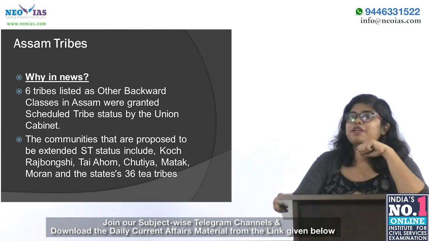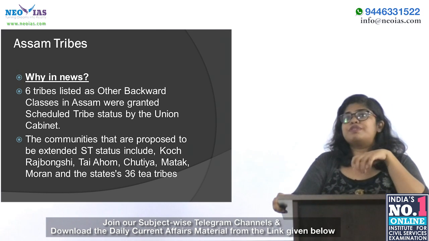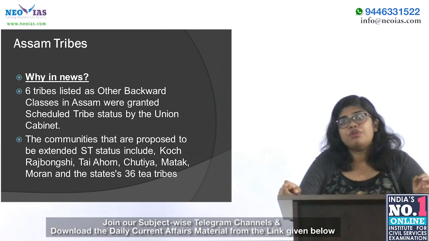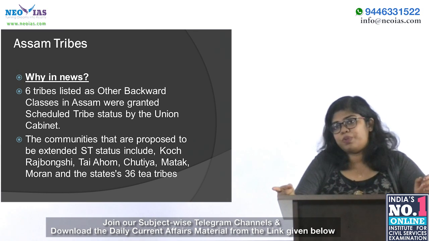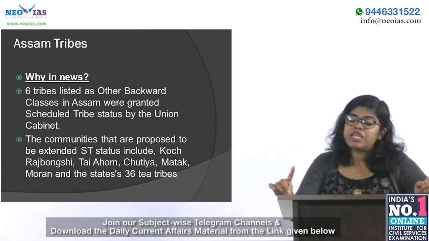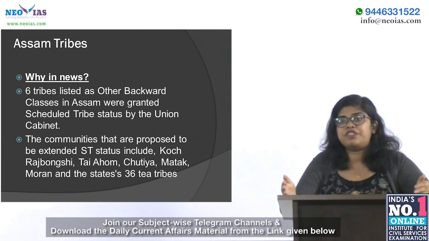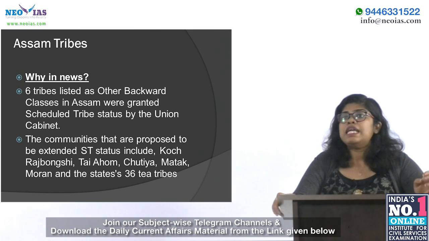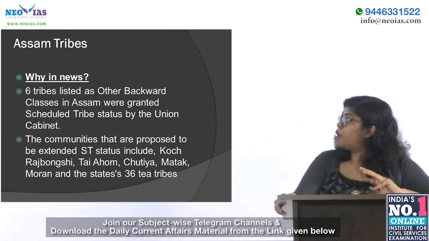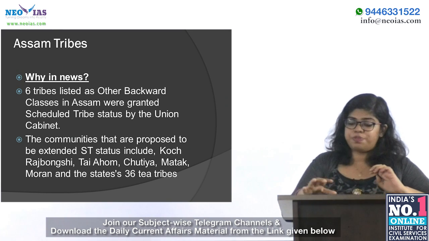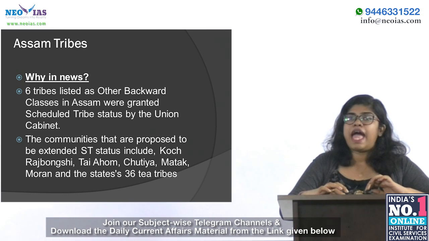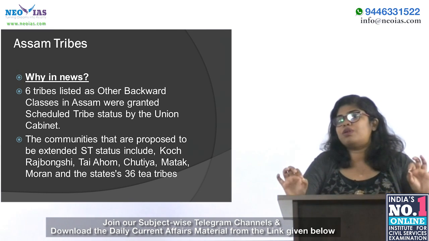Assam tribe is in news because a new bill has been introduced in Union Cabinet for giving scheduled tribe status to 6 tribes in the other backward classes section. So 6 OBC tribes are being proposed to be given the scheduled tribe status. That is why it is in news. The 6 tribes are Chutia, Motok, Moran, Koch Rajbangshi, Thai Ahom and Tea tribes. These are the tribes, and I'll give you a brief note on each tribe.